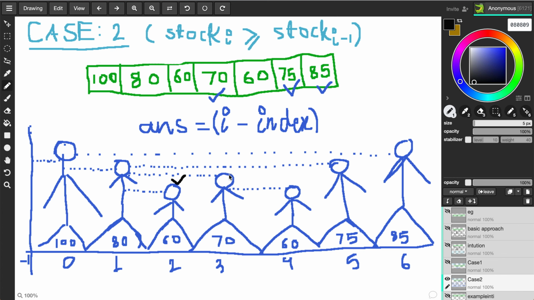So let's say, for example, 70 is the person, and we saw that there is a certain guy who is bigger than this, smaller than this, then we can simply remove this person from this row, because this is never going to help us, if and only if we maintain the index at which the first bigger guy for this person was standing.